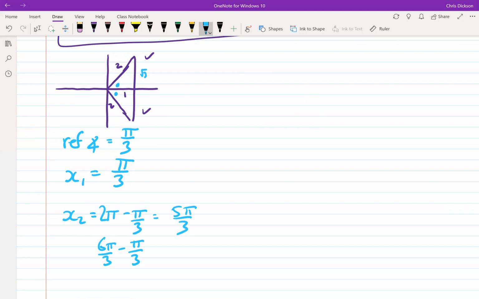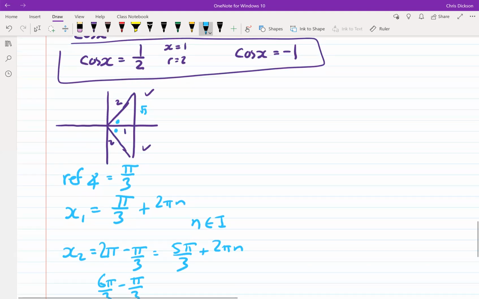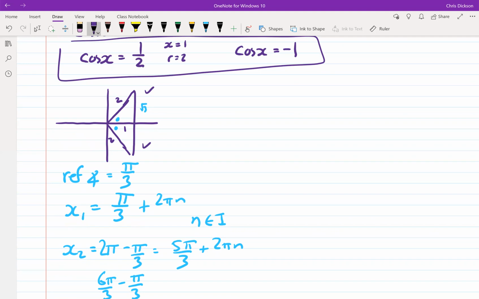And so now these are general solutions. So to get back to there, I'd have to add 2 pi n, and to get back to there, I'd have to add 2 pi n. N is an element of the integers. So that was the first equation I solved for. Okay, now comes the next one here.